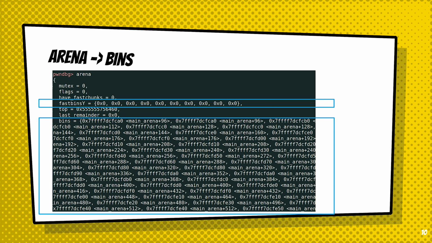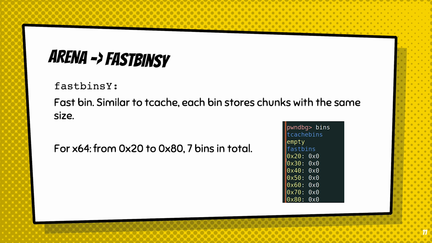For fast bins, there is a specific field in the arena which is called fastbinsY. And for the other bins, unsorted bins, small bins and large bins, those are stored in the field of bins. And this is why if you look at bins, you will find a long list of them. Fast bins are similar to tcache bins in the sense that each bin stores chunks with the same size. It's different from tcache bins in the sense that the sizes are different and the number of fast bins is different.